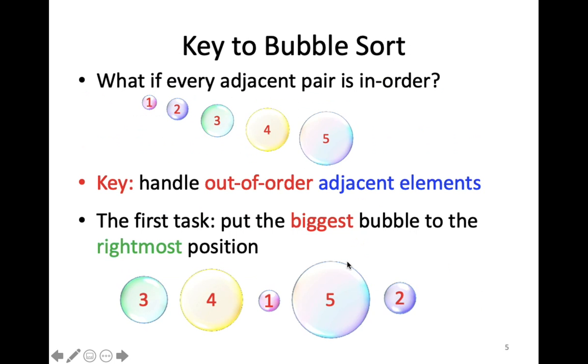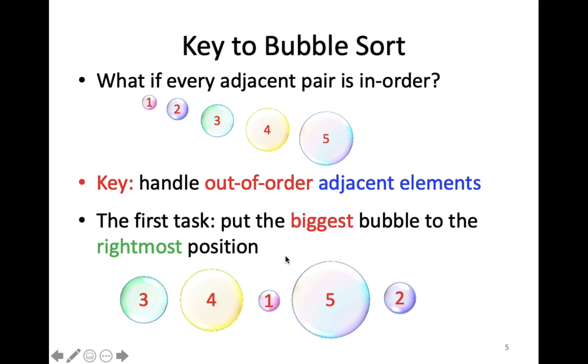What is the key of bubble sort? Let us examine an array where each adjacent pair is in order. In that case, the array is sorted already, we do not need to do anything. The above observation raises a question: what to do with out of order adjacent pairs?